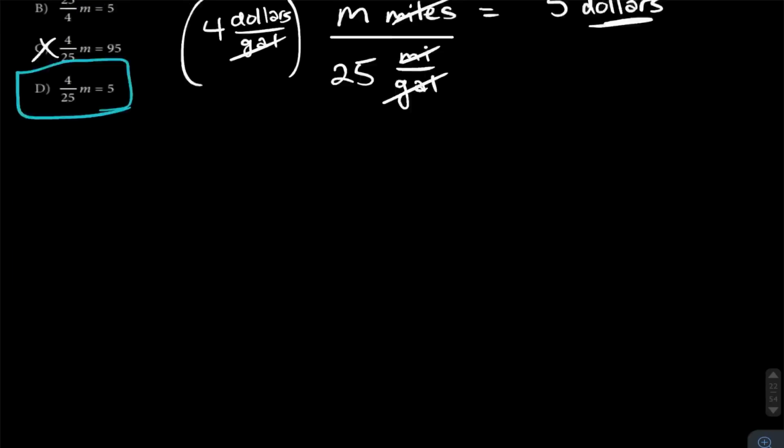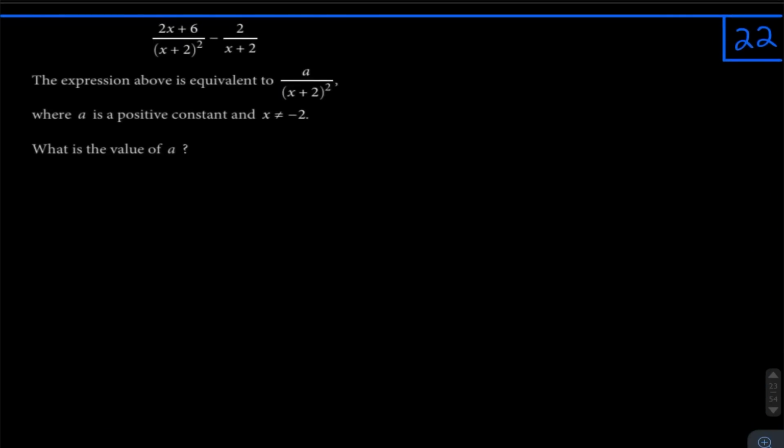Okay, so moving on to problem 22. Problem 22 gives us this little guy here, and it says the expression above is equivalent to a over x plus 2 squared, where a is a positive constant and x is not equal to -2. What's the value of a? So we need to get this giant thing into this thing. And how do we do that?